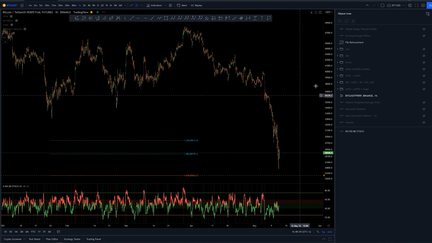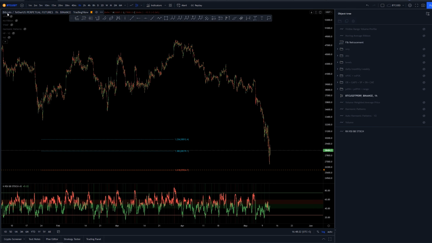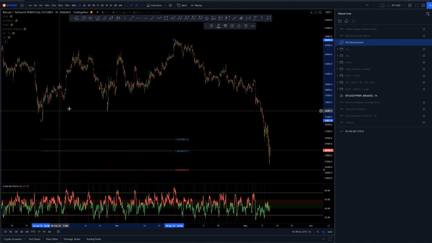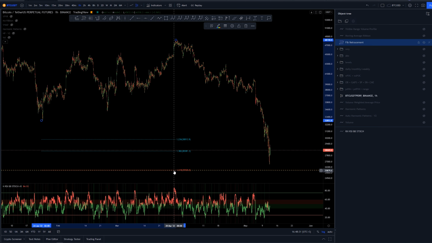Now let's get into that. We still have this case here. This is again the perpetual futures on Bitcoin on Binance. Again, the same structure on a smaller time frame, and we can see that we still haven't gone to the 1.618, at least on this chart. So that's why I'm still keeping it on the higher time frames.